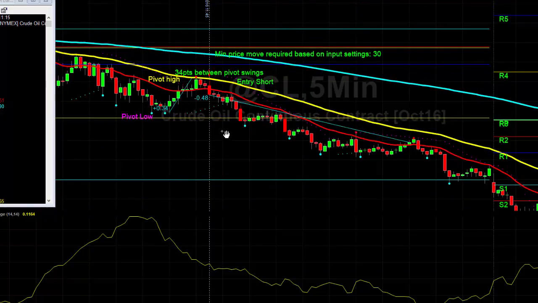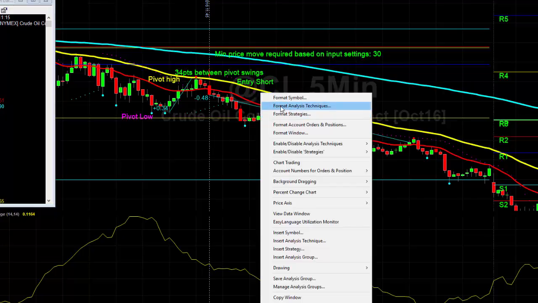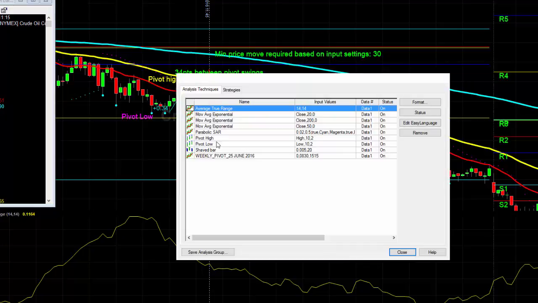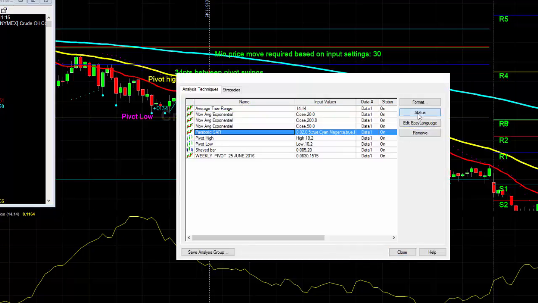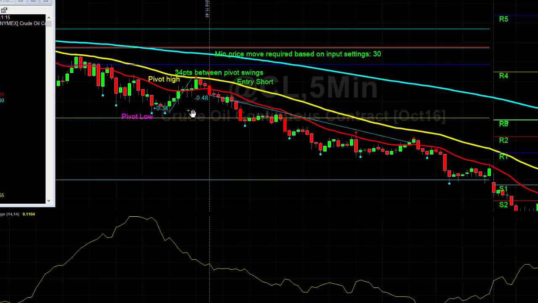Now let's have a look at our setup. So basically what I'm going to do is turn off this parabolic SAR, and that will ensure that we're cleaning up the chart a little bit, so we'll turn that off. Now I'm going to leave the moving averages on there. So ideally what we want to see with our shave bar strategies is price moving below our 20 period moving average for a short.